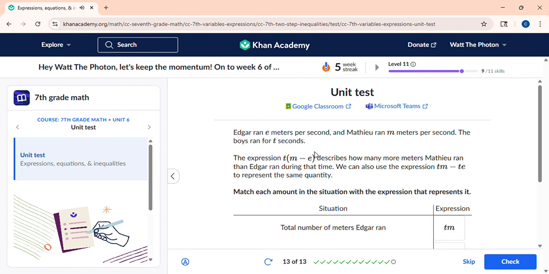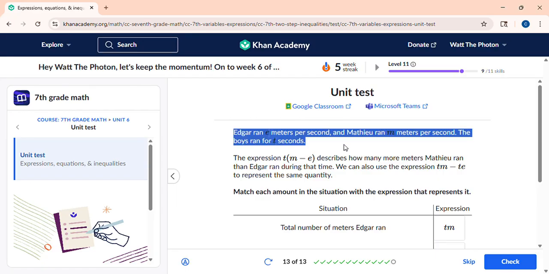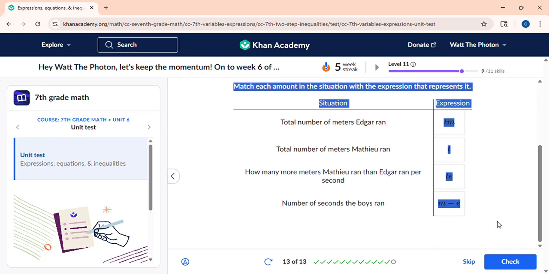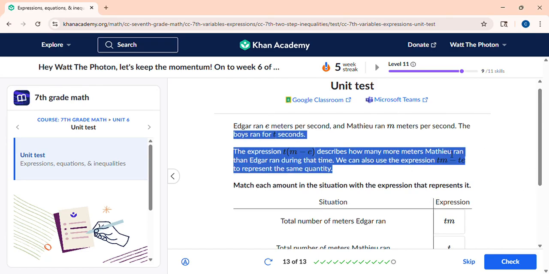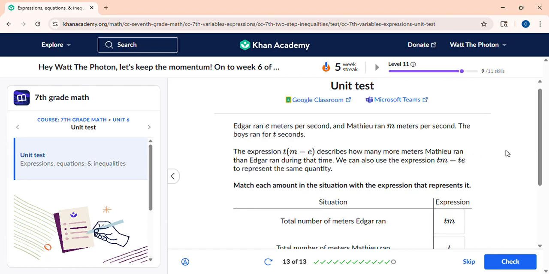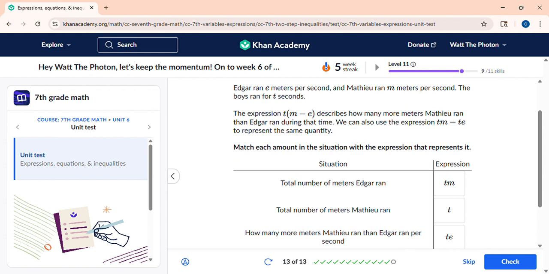Edgar ran E meters per second, and Matthew ran M meters per second. The boys ran for T seconds. The expression describes how many more meters Matthew ran than Edgar ran during the same time. We can also use the expression Tm minus Te to represent the same quantity. Match each amount in the situation with the expression that represents it.